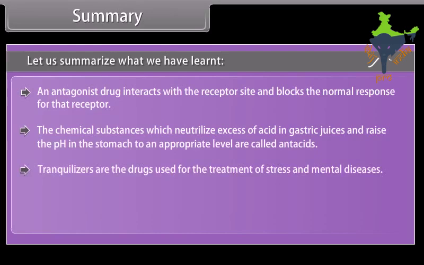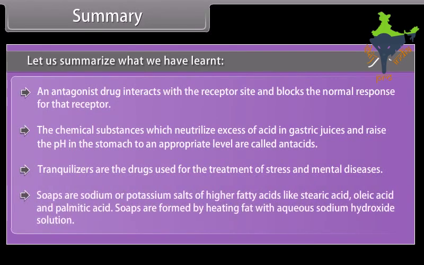Tranquilizers are the drugs used for the treatment of stress and mental diseases. Soaps are sodium or potassium salts of higher fatty acids like stearic acid, oleic acid, and palmitic acid. Soaps are formed by heating fat with aqueous sodium hydroxide solution.